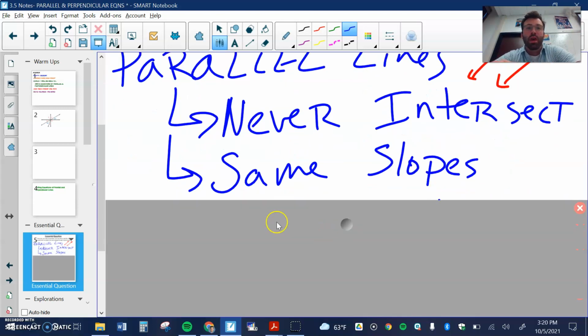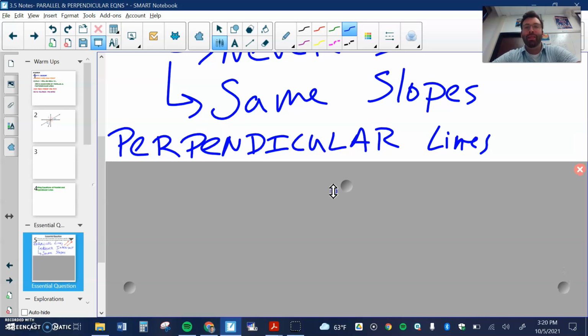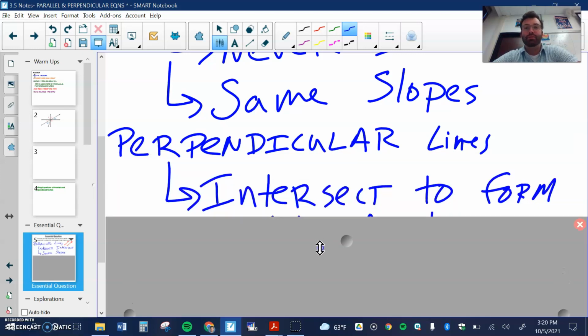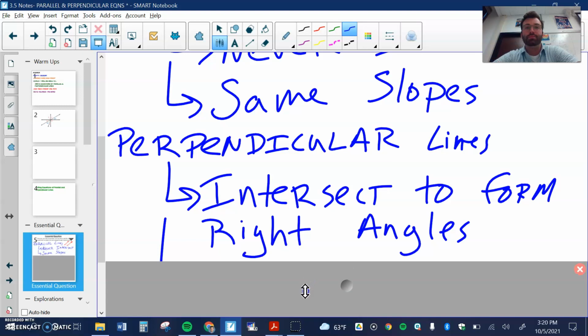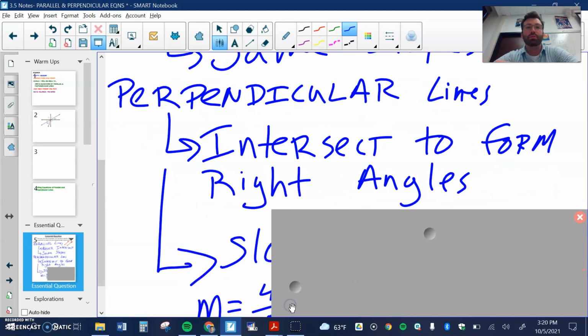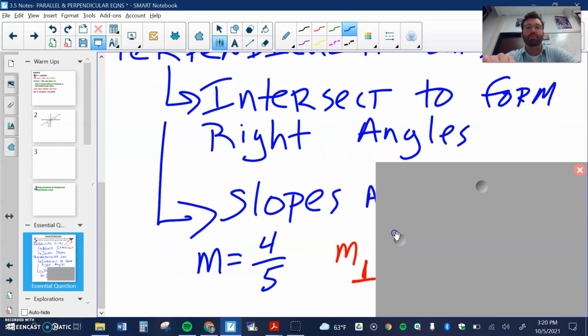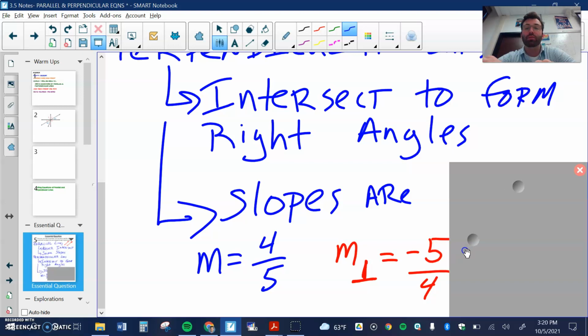We also talked about perpendicular lines yesterday. Perpendicular lines are going to intersect, but they're going to form right angles. What do we know about their slopes? Well, if I have a slope of 4 over 5, then that m with the upside down t, remember the upside down t means perpendicular, my perpendicular slope would be negative 5 over 4.